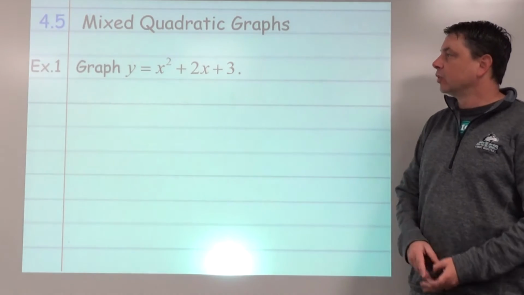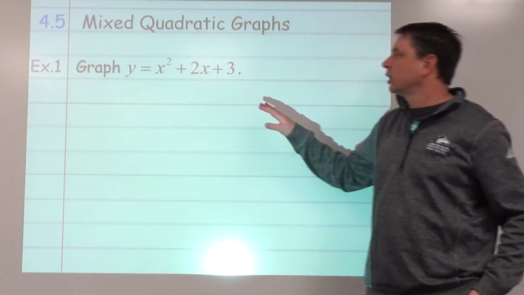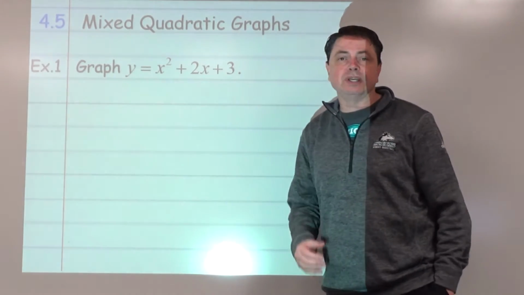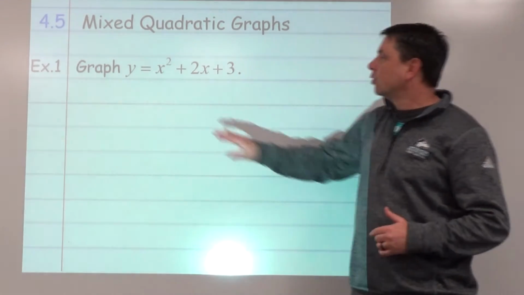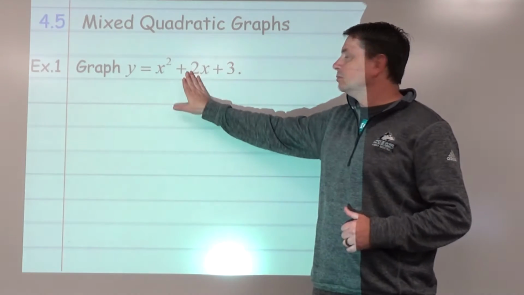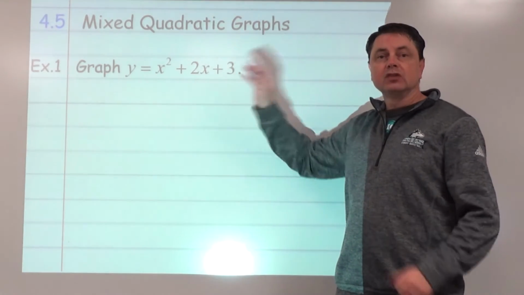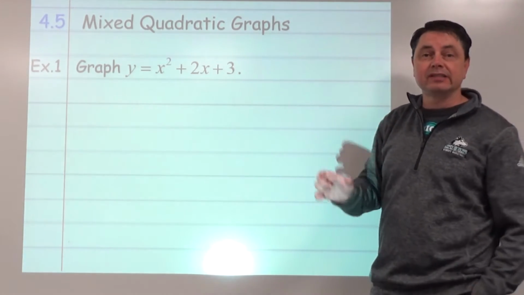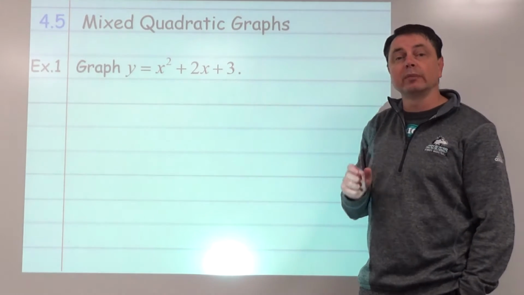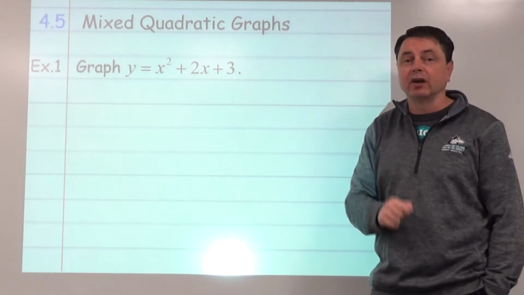Starting with example number 1, graph y equals x squared plus 2x plus 3. So this is in our standard form, y equals ax squared plus bx plus c. So we're going to identify the a, the b, and the c, and we're going to use the formula for axis of symmetry to find our middle x.